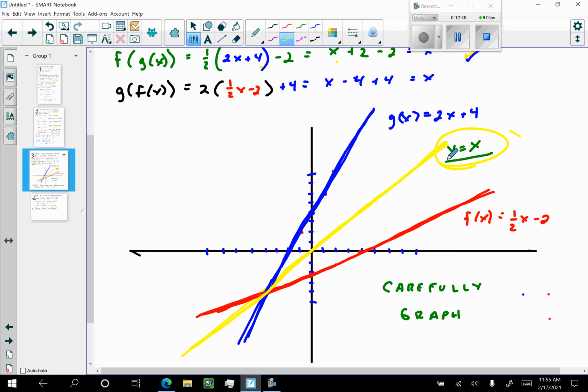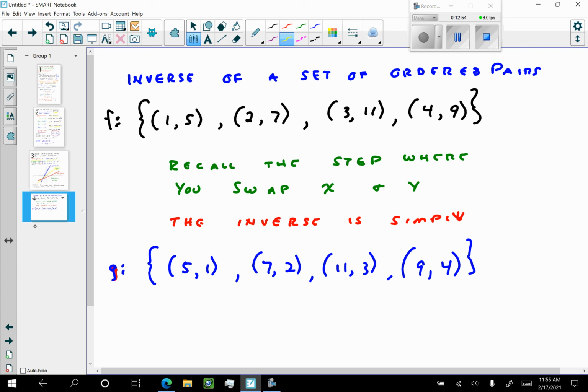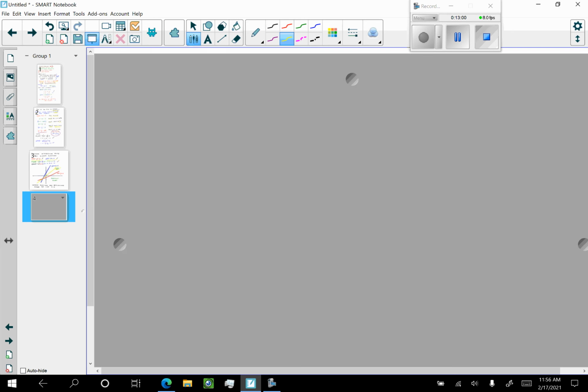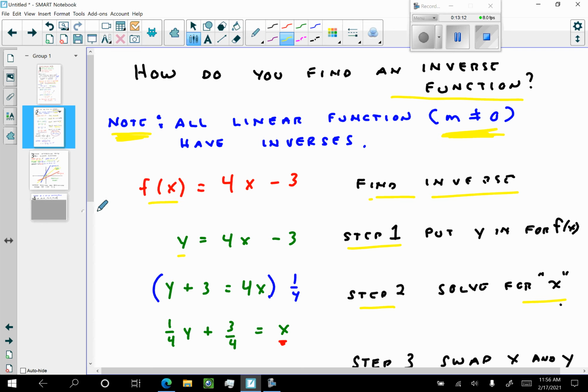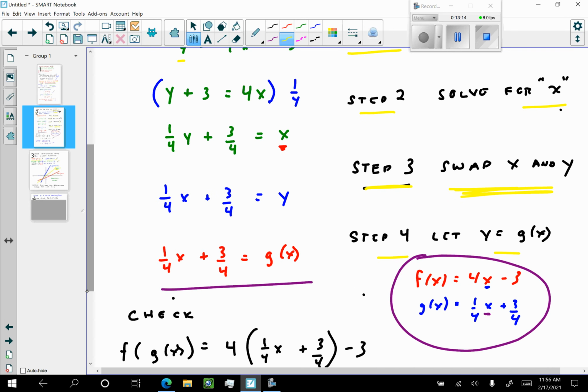Okay, so what we're going to do now, the next slide is going to talk about the inverse of a set of ordered pairs. So here I have a set of ordered pairs. I'm going to put the screen hider on there. I have a set of ordered pairs: (1, 5), (2, 7), (3, 11), (4, 9). And I'm going to go back to the steps that I said to find the inverse analytically, as I was referring to earlier, where you swap the x's and y's, the x's become the y's and the y's become the x's.